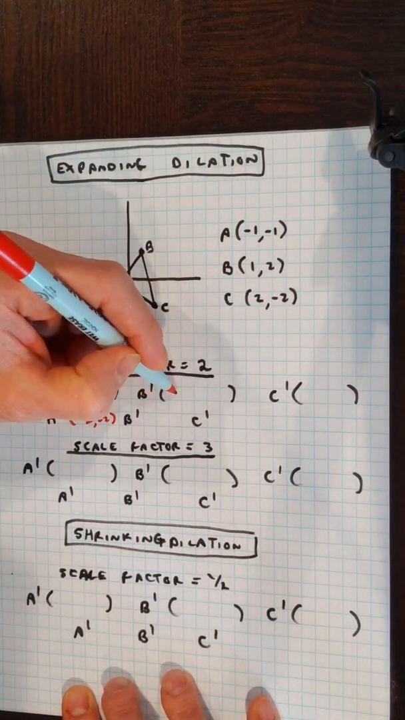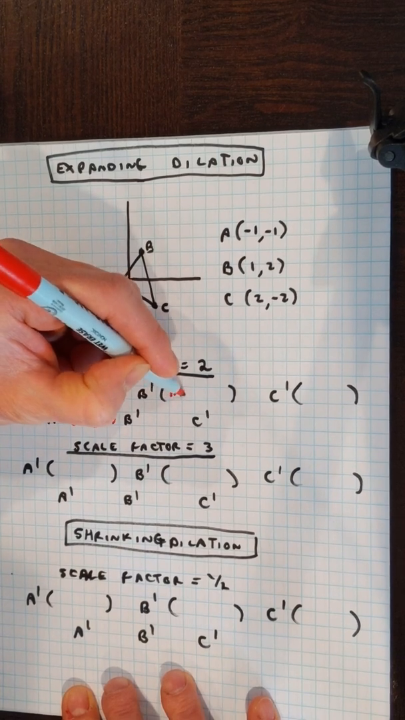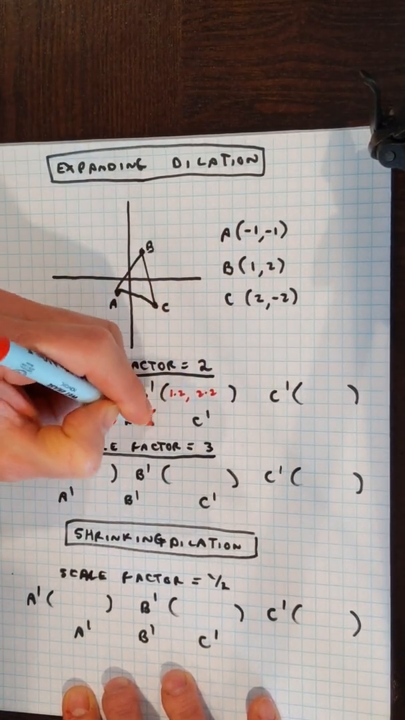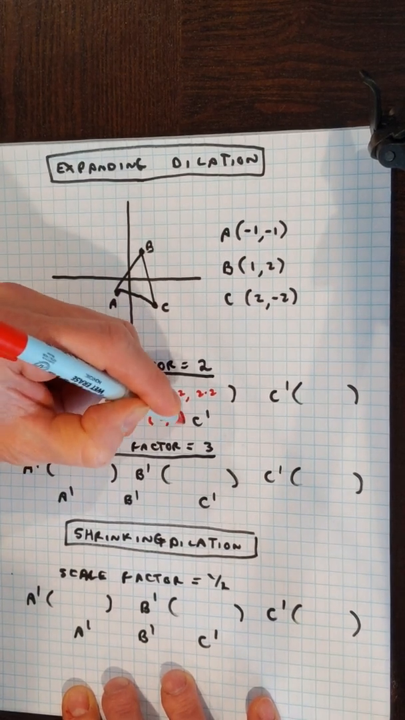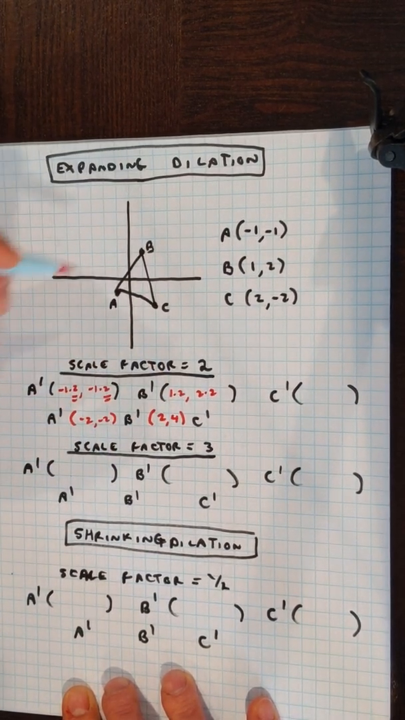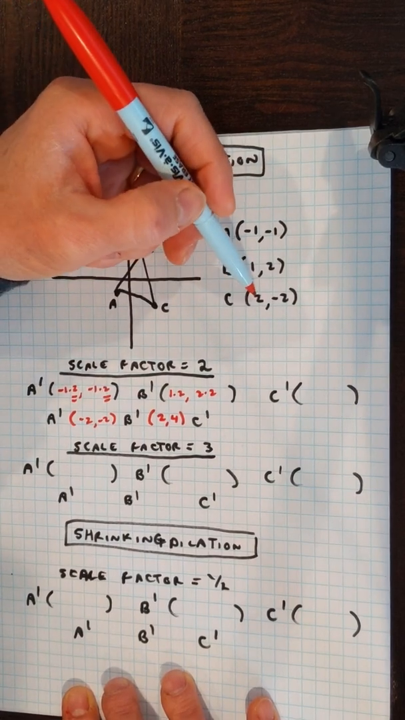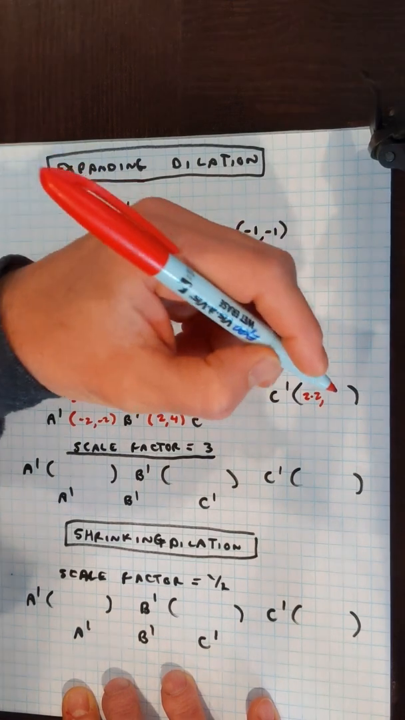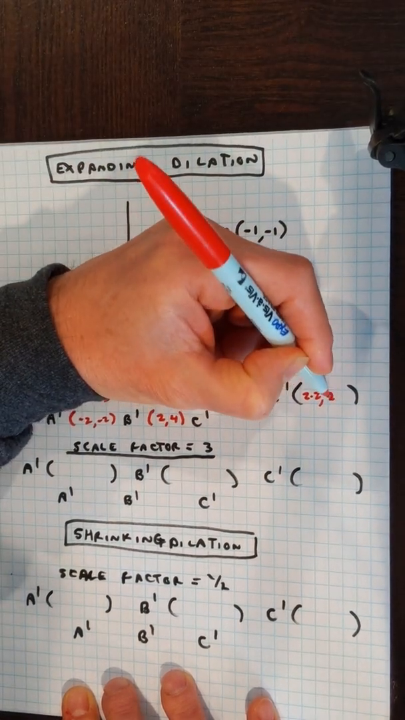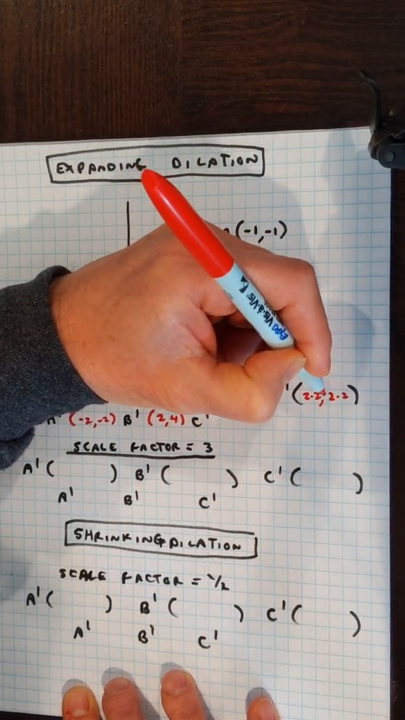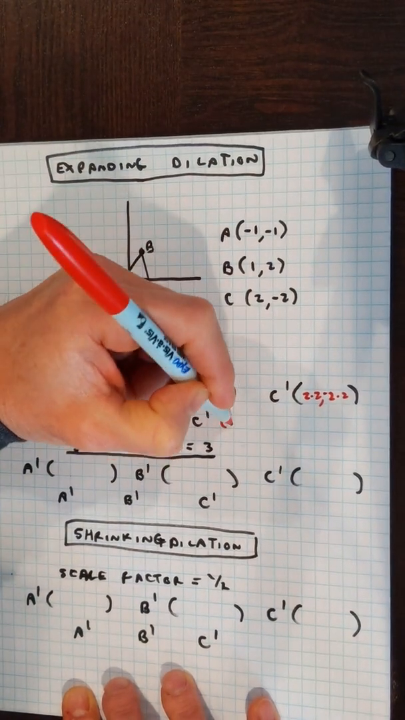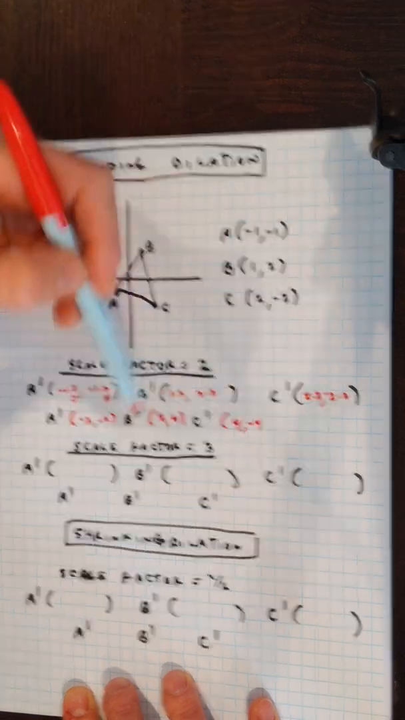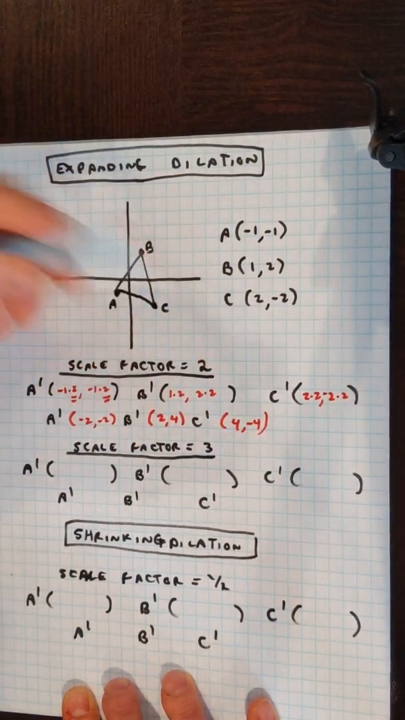B was 1, 2. So I'm going to take the 1 and multiply by 2, and then I'm also going to multiply the y by 2. I'm using the scale factor. Its new point is 2, 4. And C, I'll multiply both of these by 2 because I have a scale factor of 2. It's 2 times 2 and then -2 times 2, which gives me the new point of 4, -4. Basically, I just took all these numbers and multiplied them by 2 because my scale factor is 2.